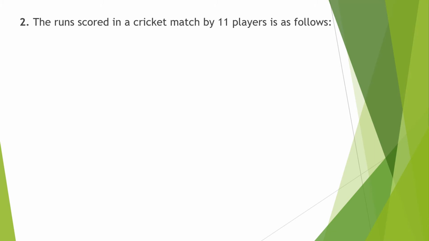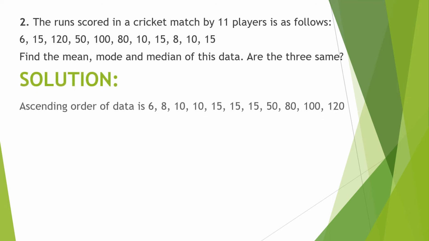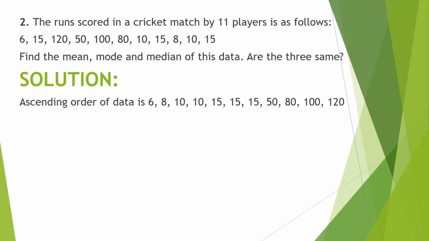Now we move to question number 2. The runs scored in a cricket match by 11 players are as follows: 6, 15, 120, 50, 100, 80, 10, 15, 8, 10 and 15. Find the mean, mode and median of this data. Are the three the same? First we arrange the data in ascending order. The numbers are written in ascending order.